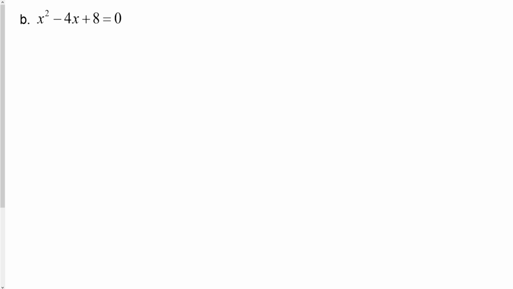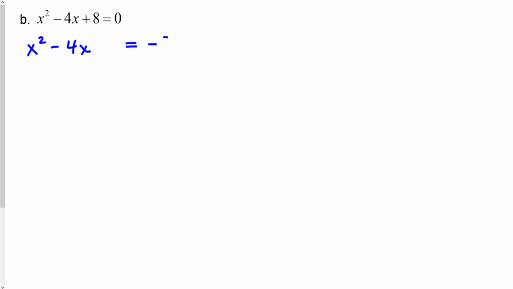B, x squared minus 4x plus 8 equals 0. When I think about factoring here, 8 has the possibilities 1 and 8, which I couldn't get to add to 4. There's 2 and 4, which could be 6 or 2, and those are my only possibilities. So it's not going to factor. My preferred method, if the term multiplying x is an integer, is to use completing the square. So that's what I'll do.